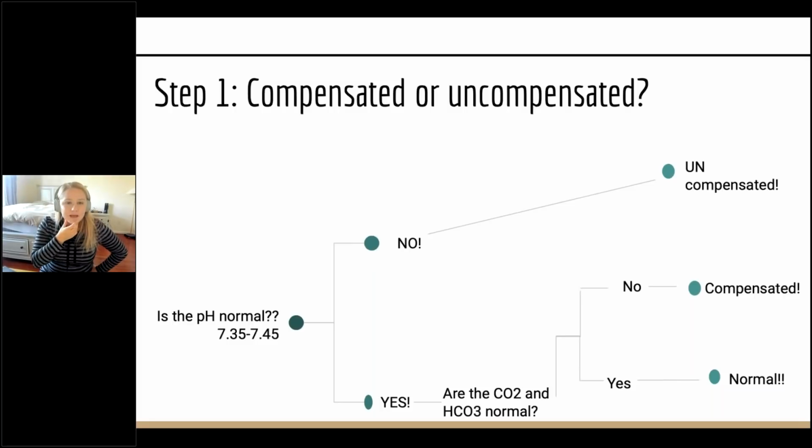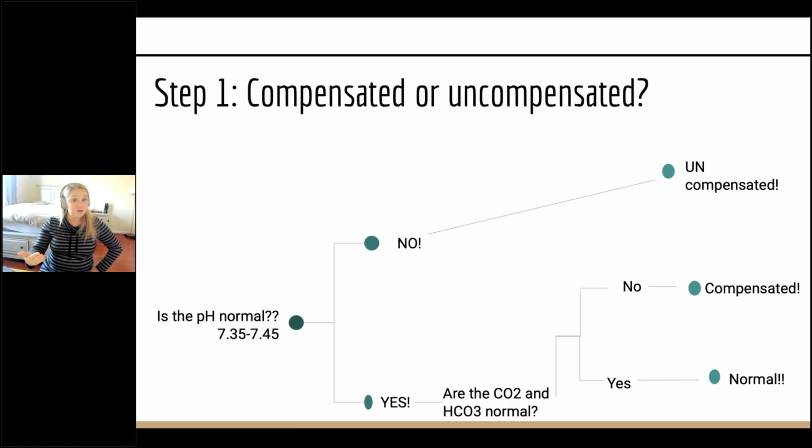Okay, if my pH is 7.36, okay, I need to look further. I look at my bicarb, I look at my CO2. My CO2 is 12. My bicarb is 24. Compensated or uncompensated? Ooh, well, my pH was normal. My CO2 was super low. My bicarb was normal.